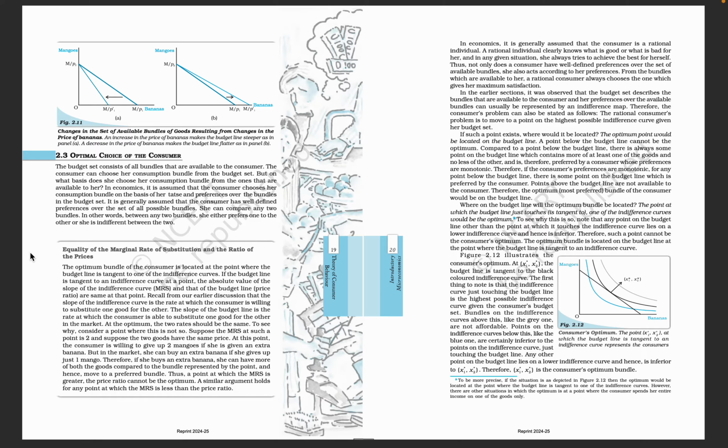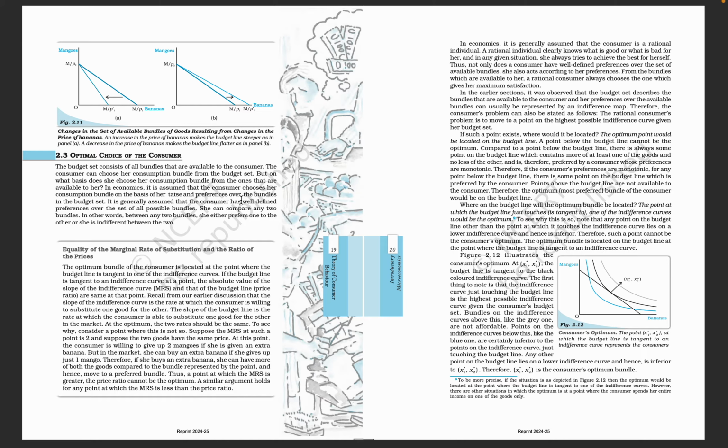A point below the budget line cannot be optimum. Compared to a point below the budget line, there is always some point on the budget line which contains more of at least one of the goods and no less of the other, and it is therefore preferred by a consumer whose preferences are monotonic. Therefore, if the consumer's preferences are monotonic, for any point below the budget line, there is some point on the budget line which is preferred by the consumer. Points above the budget line are not available to the consumer. Therefore, the optimum, most preferred bundle of the consumer would be on the budget line.